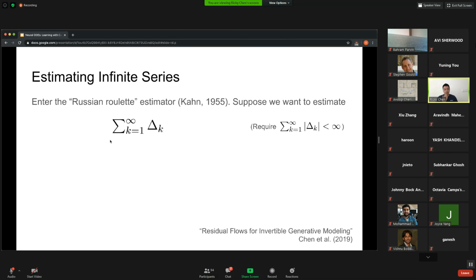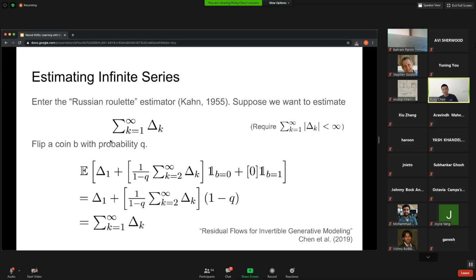So the approach we take is quite general, and it's appropriately named the Russian roulette estimator. Here we do require that the infinite sum converges absolutely. And what I'll describe is quite a general approach that can be applied to estimate solutions of implicit problems, solutions of any limiting quantity. So maybe this can be your takeaway from this talk, even if you don't particularly care about generative modeling.